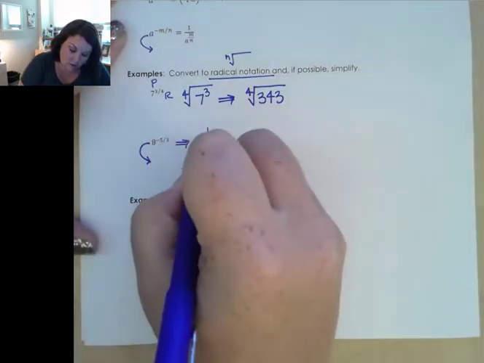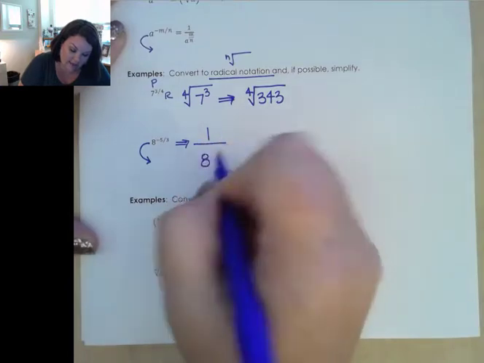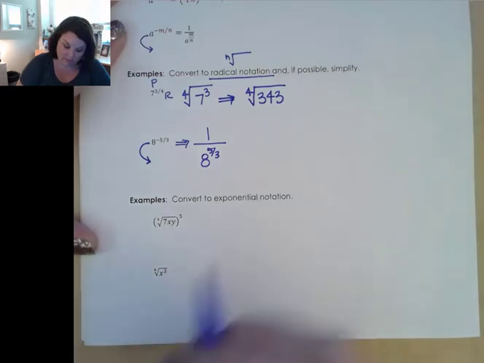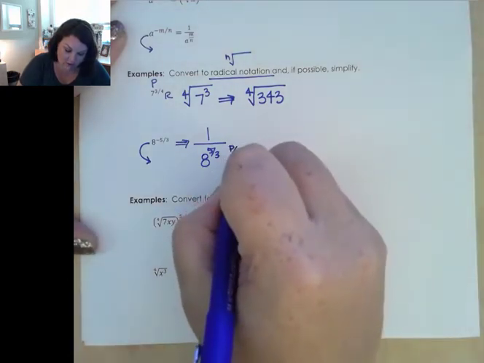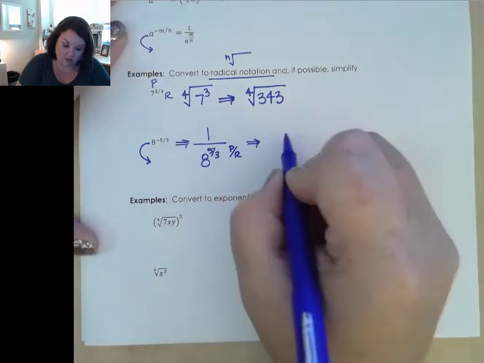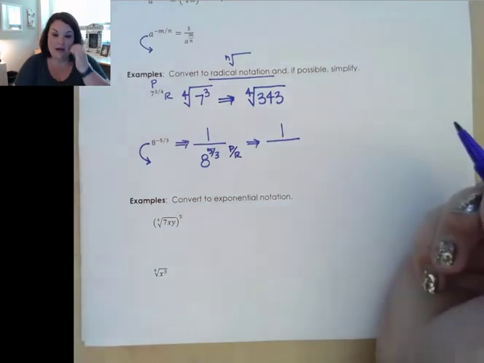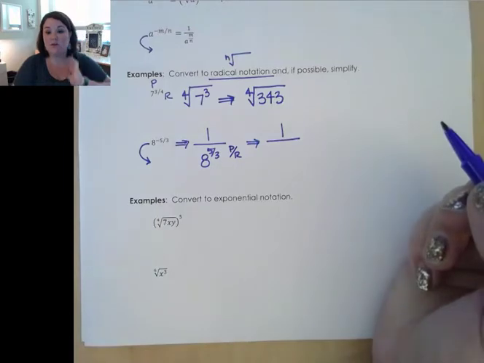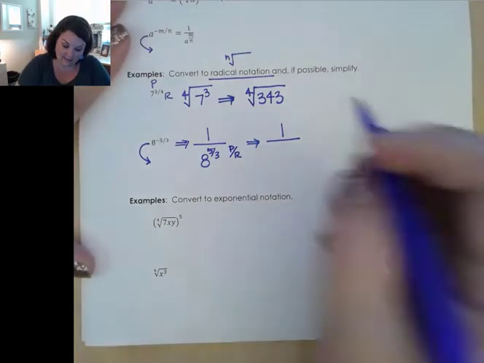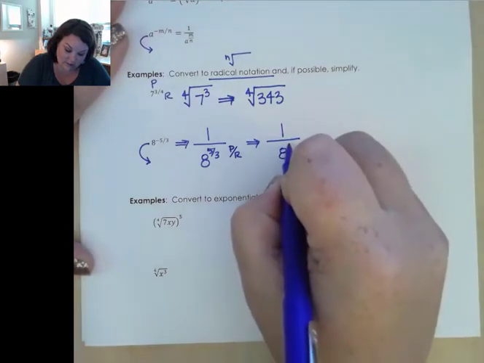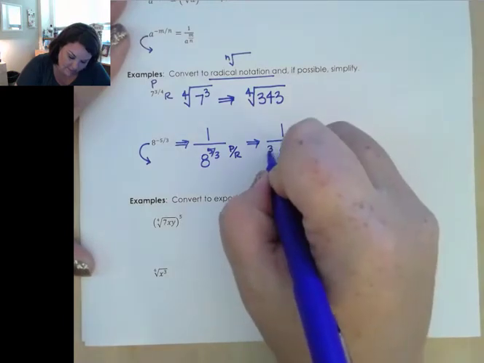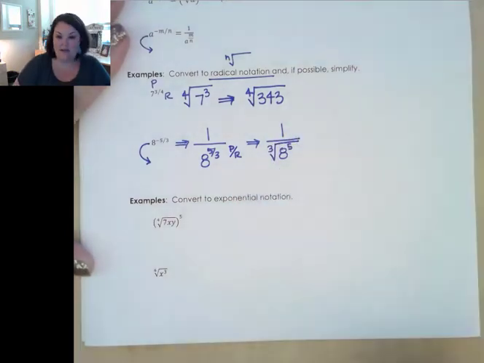So this gives me 1 over 8 to now the positive 5/3 power. Okay, remember the top is my power, the bottom is my root. So if I want to rewrite this in radical form, I have 1 over, I'm doing 8 to the 5th power, and then I'm taking the cubed root of it. 8 to the 5th power, right? And then I'm doing the cubed root of it, okay?